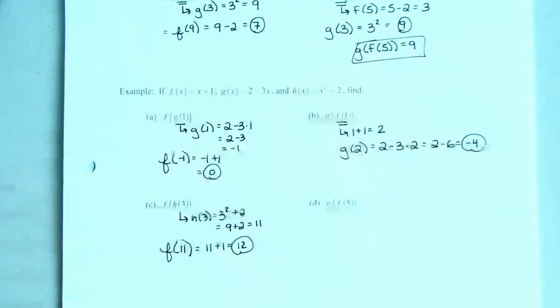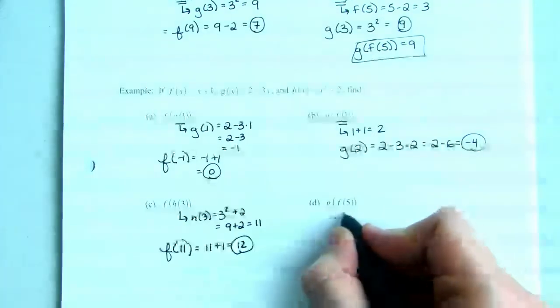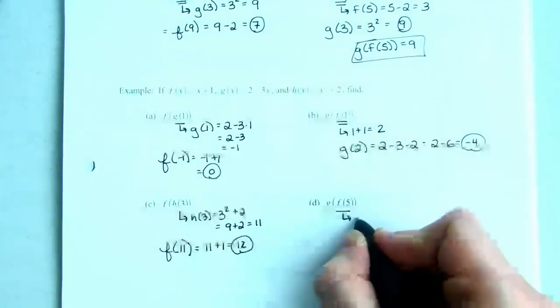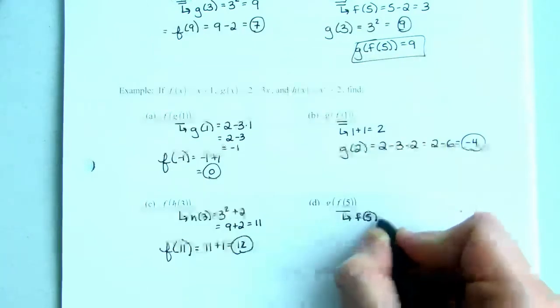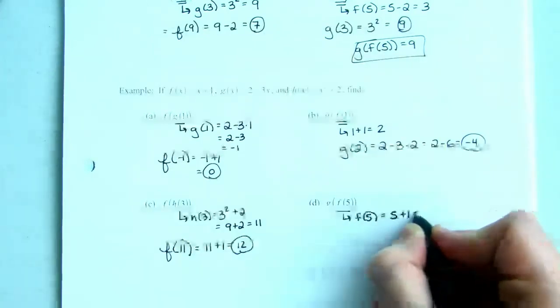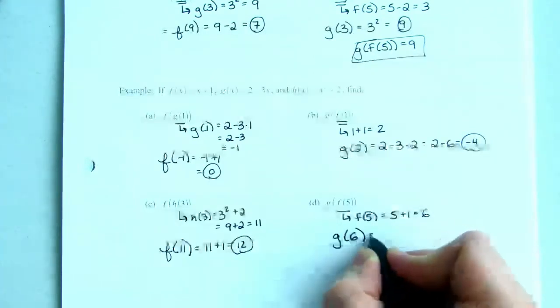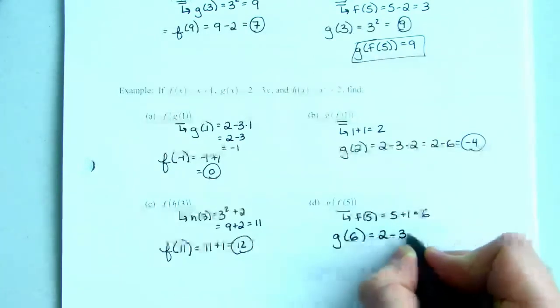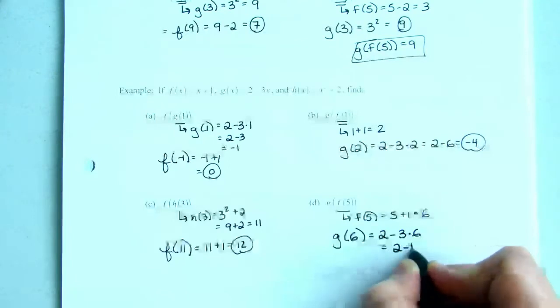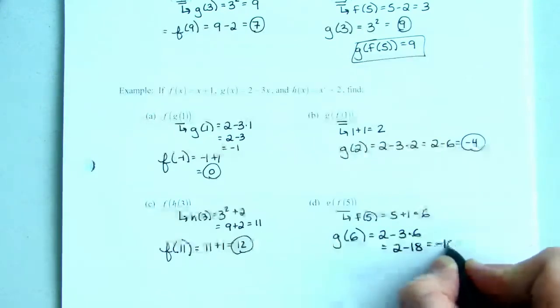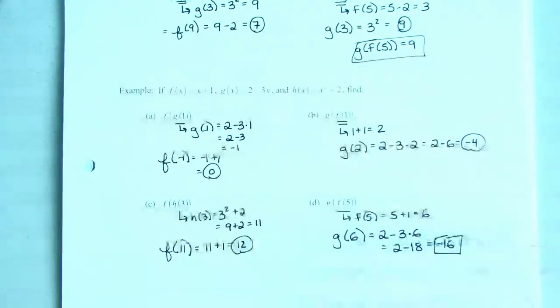Go to letter D, g of f of 5. Start on the inside. F of 5 is 5 plus 1, or 6. Plug that into the g function. G of 6 is going to be 2 minus 3 times 6. 2 minus 18. We're going to get negative 16 out of that.